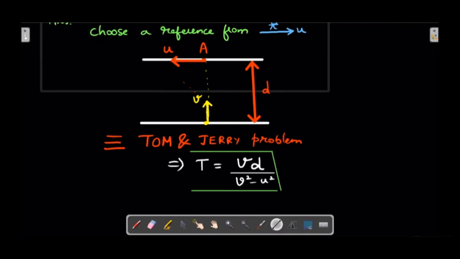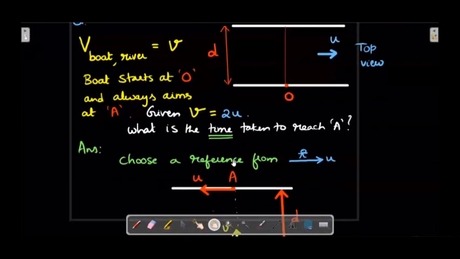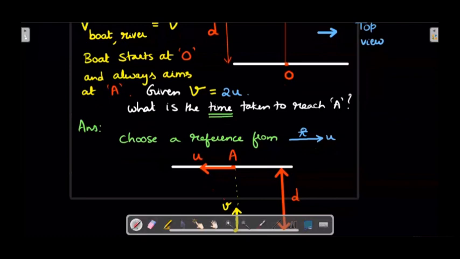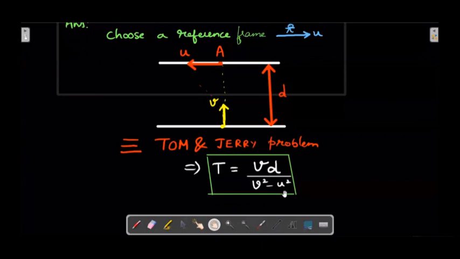So always be vigilant to choose some reference frames. That was the lesson from the last two problems. Don't always look at solving a problem from the ground frame. If any other reference frame can give you a better answer or a better insight, we'll choose that. Okay, so that's our solution.